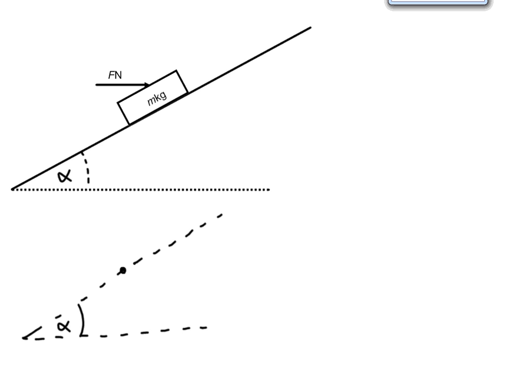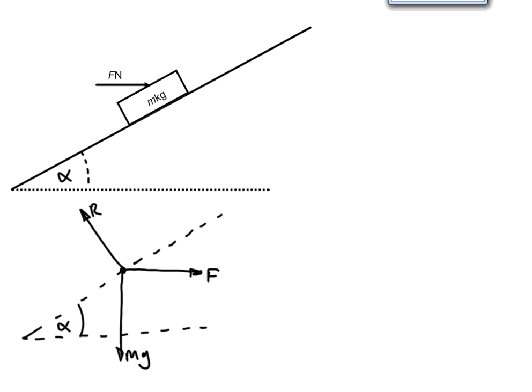Just like last time, we're going to have mg acting directly down, as weight wants to do. We're going to have a normal reaction force acting normally to the plane. But now we also have this force F newtons acting horizontally. So that's going to come in here.